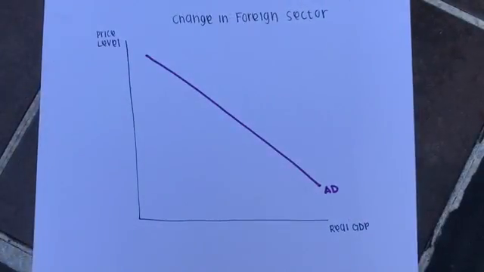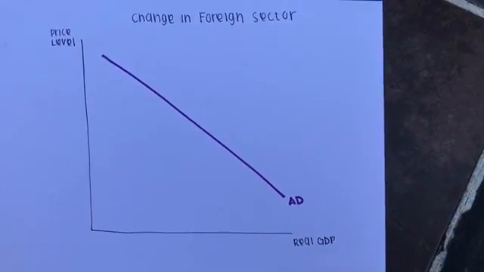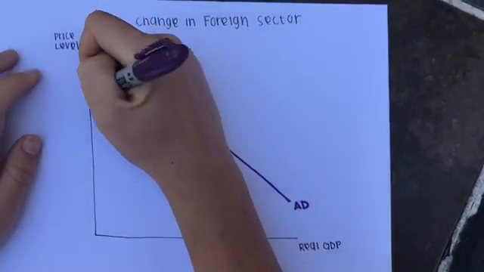Next, we have an example of foreign sector. The U.S. doesn't have as good a price on rice as Japan. Therefore, they will purchase more of that foreign good. This will cause net exports to fall, and aggregate demand will then shift to the left.